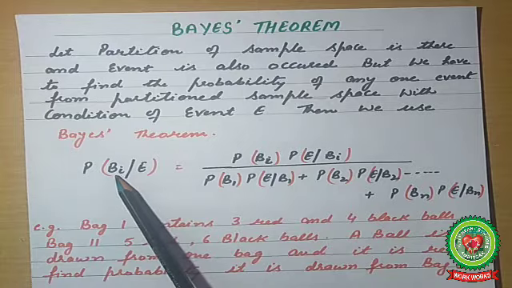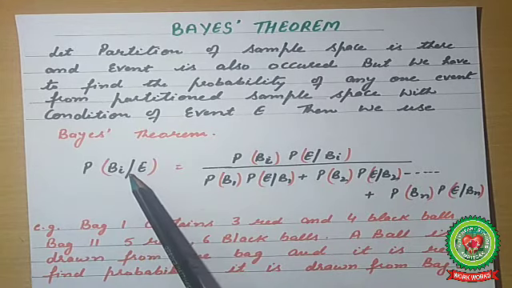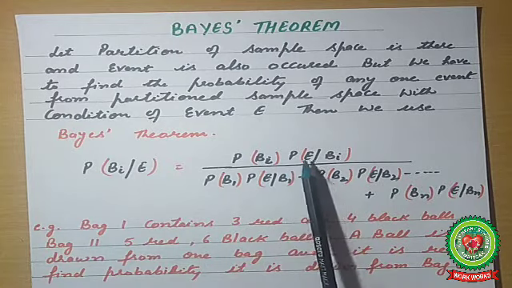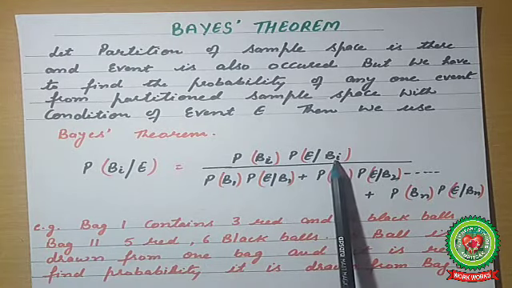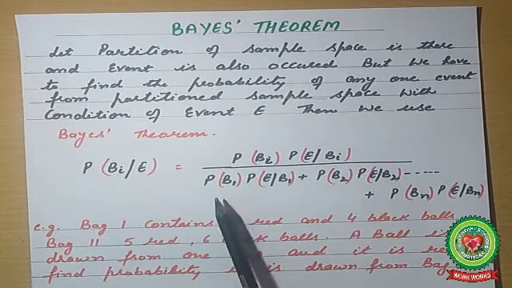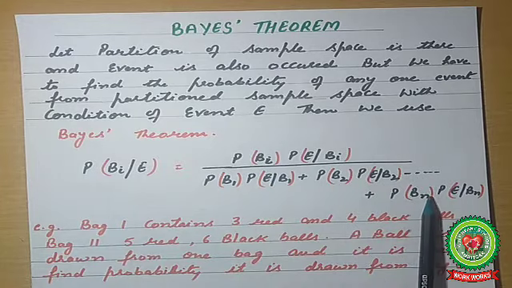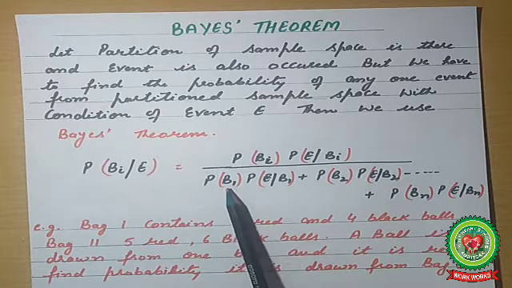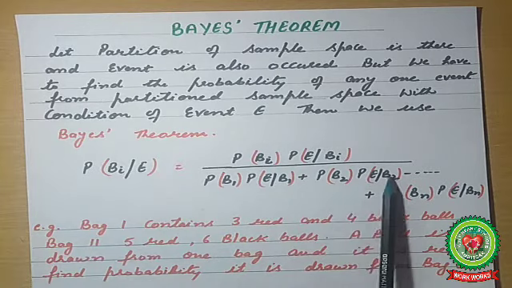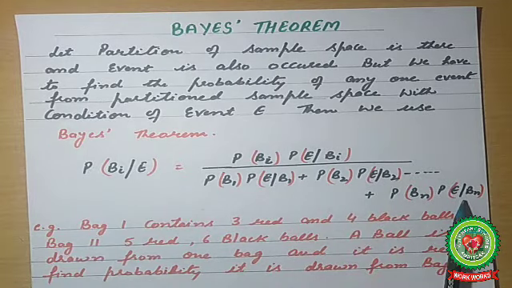It will be equal to P(Bi) into P(E with condition Bi), where i means the different events which we have already partitioned, divided by the total probability. Now Bi is already divided into B1, B2 and B3, that is the case of the total probability theorem: P(B1)P(E|B1) plus P(B2)P(E|B2) and so on up to the nth term.